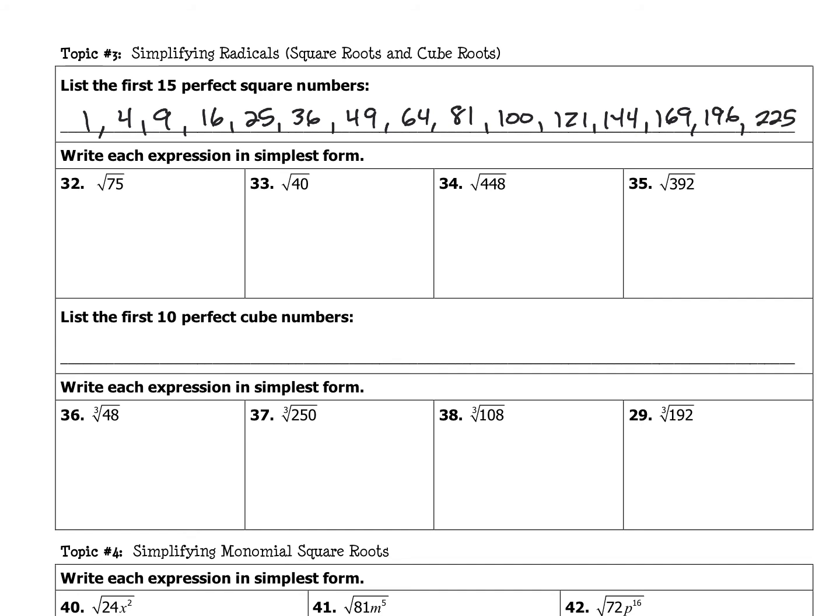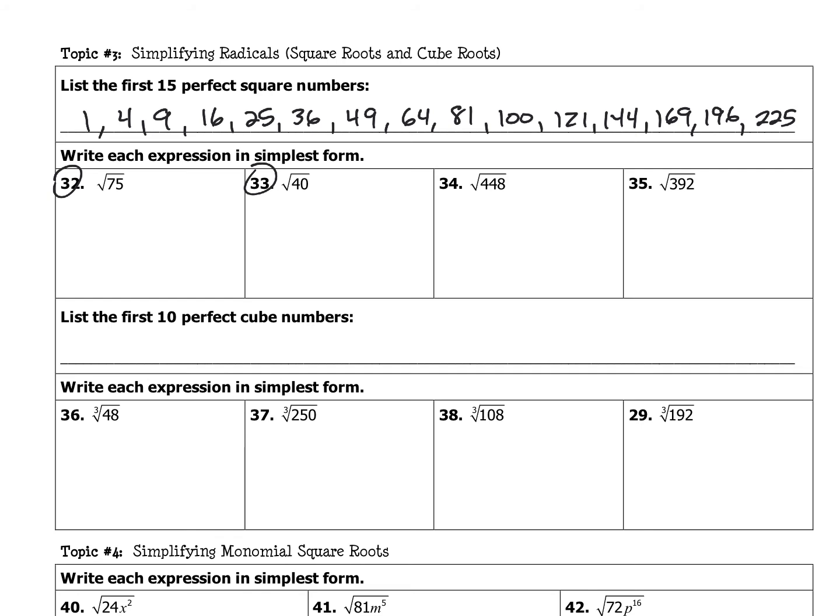So when we were simplifying radicals, I'll do 34 and 35. Those seem to be the bigger numbers. So your homework is going to be 32 and 33. You're looking for the largest perfect square that is a factor of these numbers.